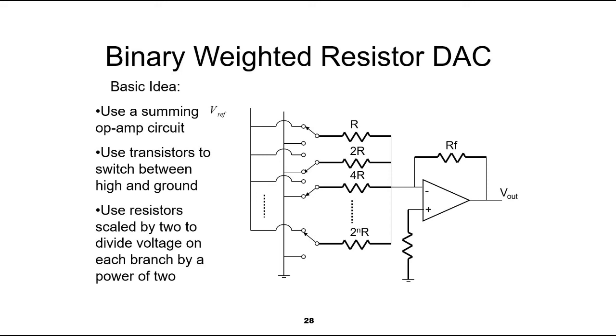For the binary weight resistor DAC, the basic idea is to use a summing operational circuit. So we have summing here, R1, R2, R4, R8 until 2 to the power of n based on bits, multiplied by R. Use a transistor to switch between high and ground. So here we can select by switching, we can use a transistor. Use resistors scaled by 2 to divide the voltage in each branch by a power of 2.